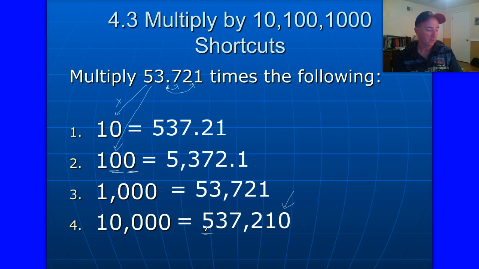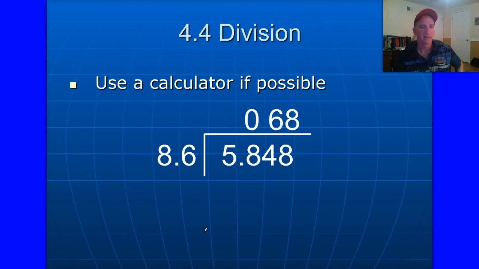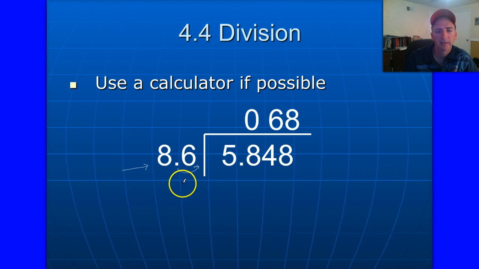Page 8 is where we are, and now if we move down to the bottom, you like that? If you're doing division, use a calculator if possible. If you had to do long division without, this is what you would do. The number outside the division sign cannot be a decimal. So we would have to multiply that number times 10 to move the decimal.